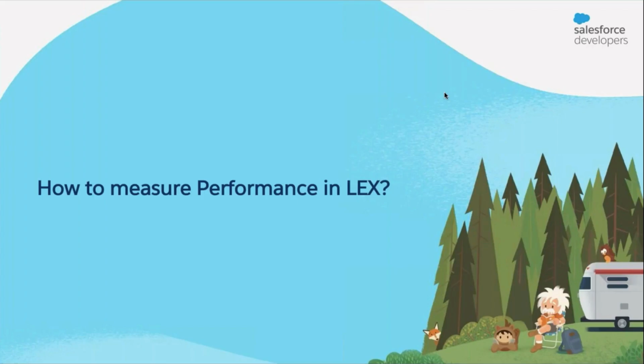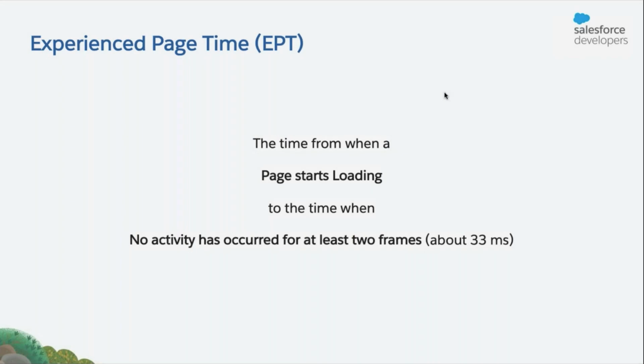Yeah, so like I said, you're definitely not going to use a stopwatch to measure performance. We have some metrics that we can look at to see how Lightning is really performing. The metric that we have is called experienced page time.